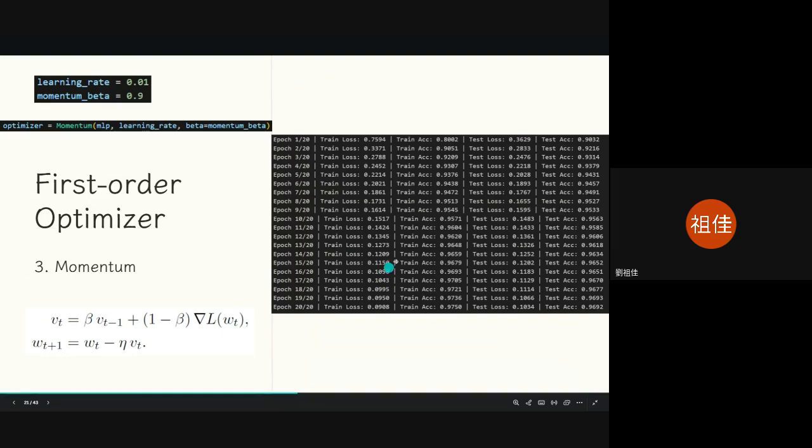So here is the actual data of test accuracy. At first, the accuracy at the first epoch is higher than SGD and similar to GD. And the last epoch is slightly lower than GD, for the momentum optimizer.